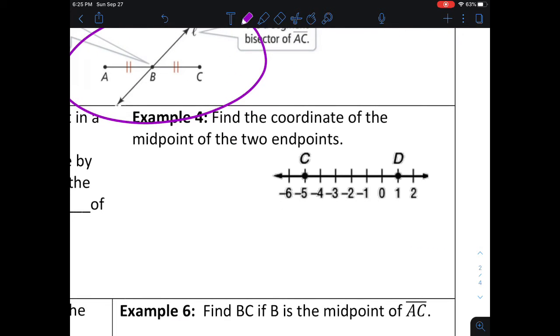Find the coordinates of the midpoint. Some of y'all are going to be like, I'm just going to count it. So let's count it. Make it easy for yourself. 1, 2, 3, 4, 5, 6. Well, what's halfway of 6? It's 3, right? 1, 2, 3, yeah. So there's the midpoint. Great. That's one way you can do it.